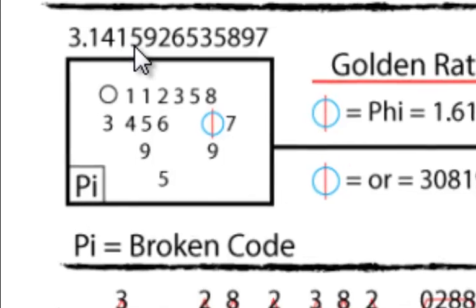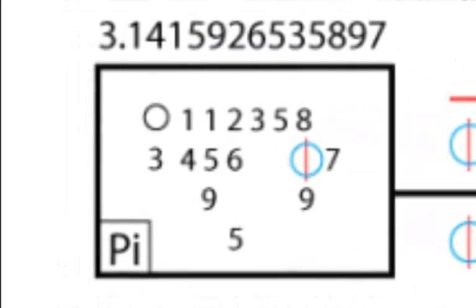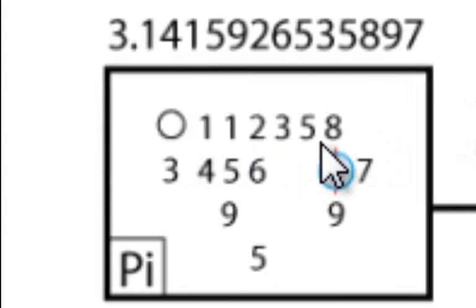It's 3.14159265358, 9, and 7. Basically, it breaks out like this. All right, 0 plus 1 equals 1, 1 plus 1 equals 2, 1 plus 2 equals 3, 2 plus 3 equals 5, and 3 plus 5 equals 8.